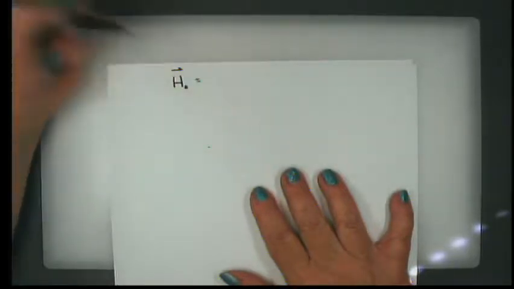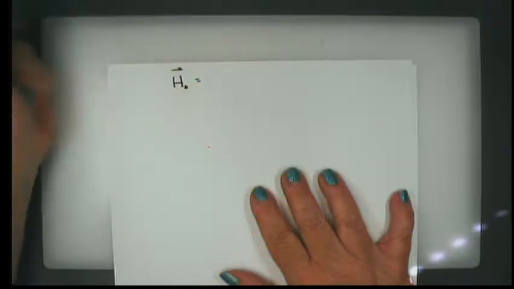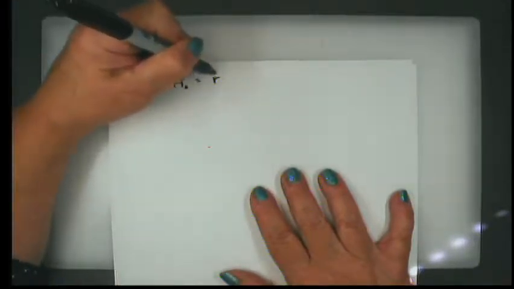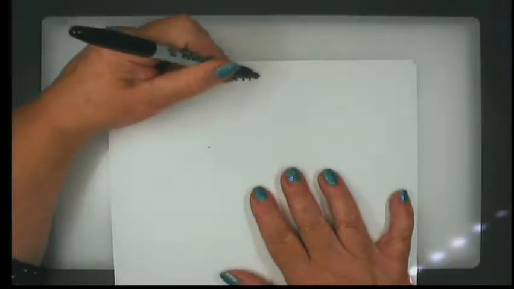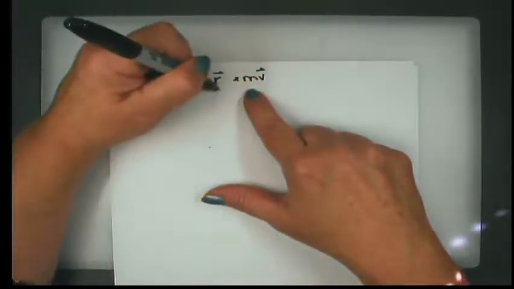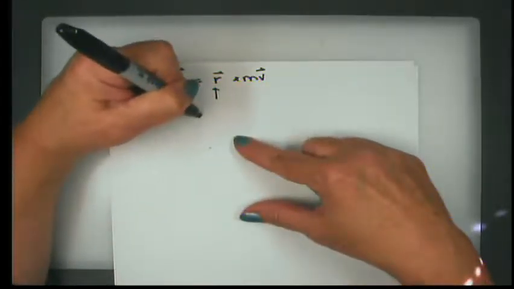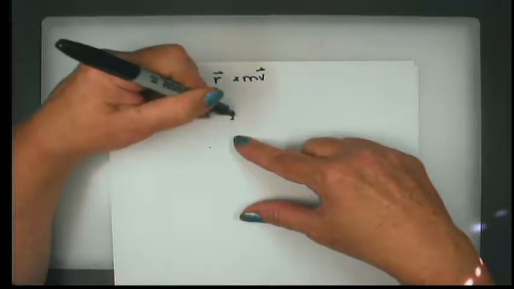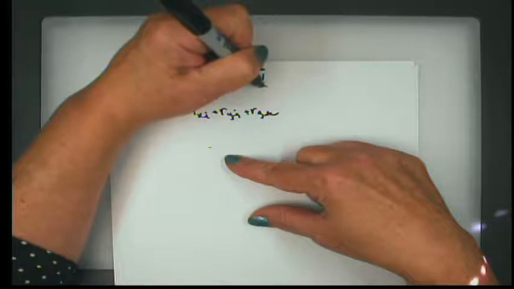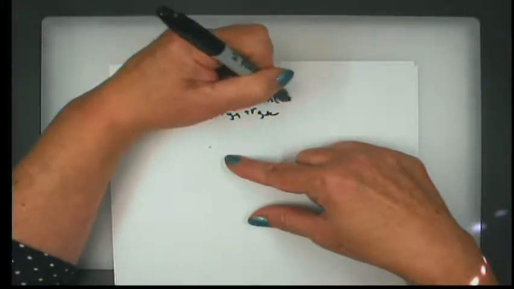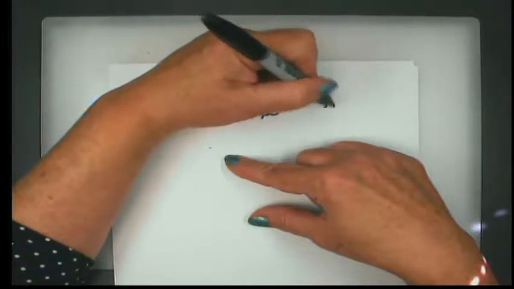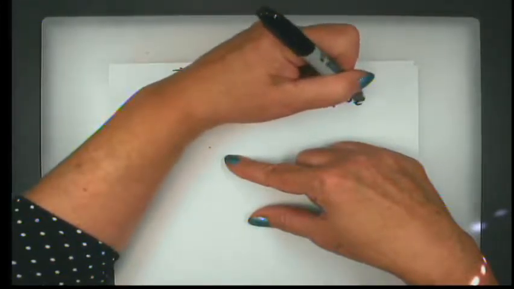So if H_O, or the angular momentum about some point O, is defined as being the cross product of r times mv, we can think about r in three-dimensional space as being r sub x i, r sub y j, r sub z k. And we can think about this as being m times v sub x i plus v sub y j plus v sub z k.